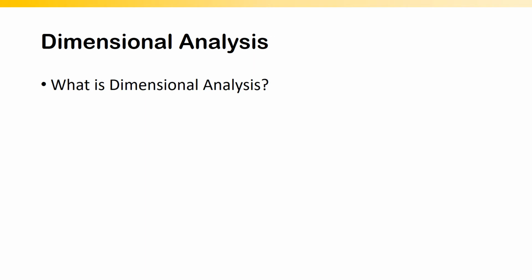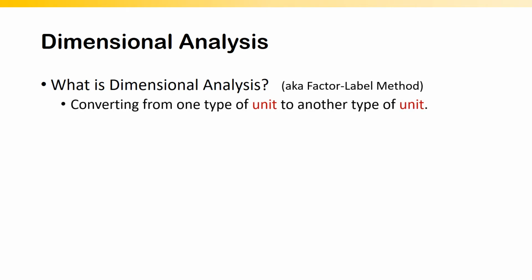What is dimensional analysis? Well, dimensional analysis is also known as the factor label method, and it's a system or a method used to convert data from one type of unit to another type of unit. In dimensional analysis, the focus is always on the units, and to some degree, we've actually all had experience with this. For example, when you convert inches into feet, you're using dimensional analysis. Or when you're switching from minutes into hours, you're also using dimensional analysis.